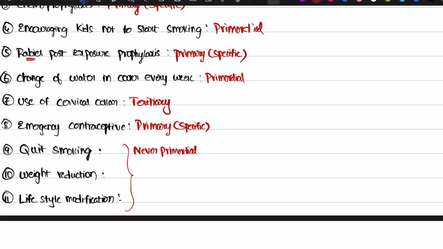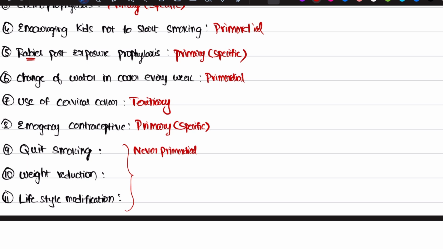In the question, if you see quit smoking, weight reduction, lifestyle modification, if you see these three options, I'm just going to explain why these are not primordial. See, if you ask the patient to quit smoking, he has already been smoking for a long time. Since he is smoking, he already has a risk factor.